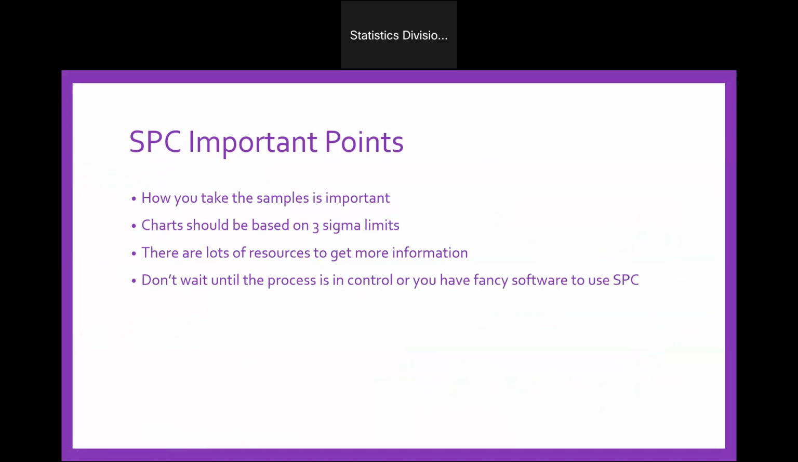A couple other points: how you take the samples is important. We didn't really talk about that a lot, but having good sampling is important, and sampling can be its own class. We're not going to get into all of that, but taking good samples is important. 3 sigma limits is sort of the basis of the charts. You don't want to do a different number of sigma. And there's just tons of resources out there to get more information. It's all over the place.